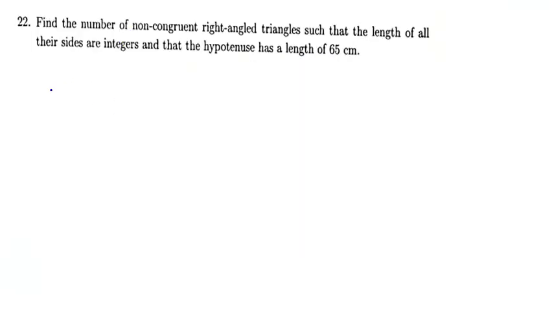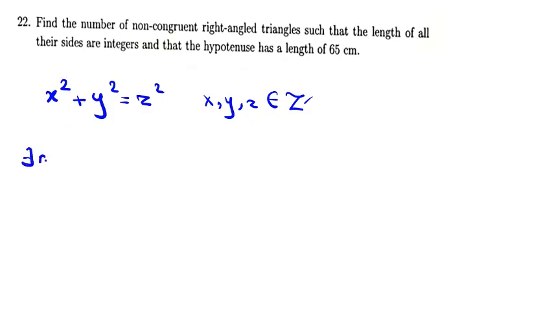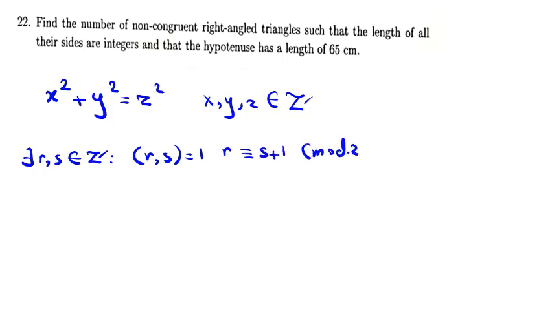There is an important formula in number theory. If we have x squared plus y squared equals z squared and x and y are integers, without loss of generality you can consider they are non-negative, because if you have x, for example, negative 2, you can consider 2 instead. You can say there exist integers r and s such that GCD of r and s equals 1 and r is congruent to s plus 1 mod 2. It means r and s have different parities. One of them is even, one of them is odd.